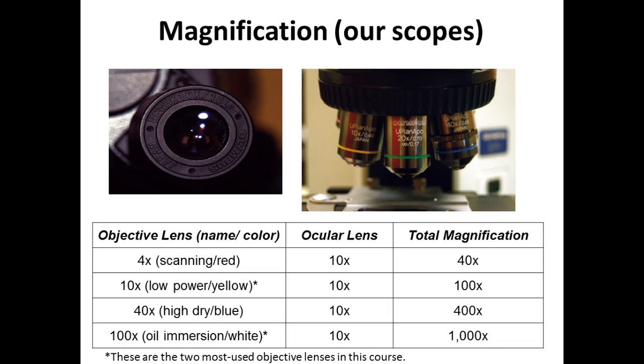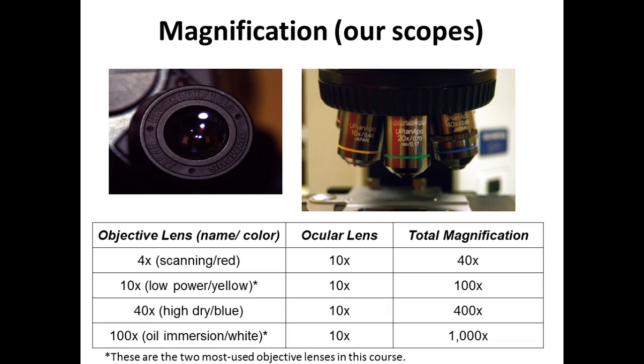So our microscopes, we have 4 lenses. The scanning lens, which has a red ring on it, is only 4 times magnified, times our ocular, gives you a total magnification of only 40. This is pretty much most of the time a complete waste of our time in this lab. It's just not enough magnification.